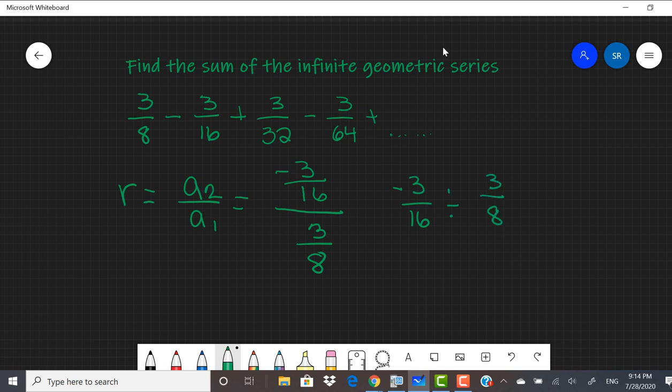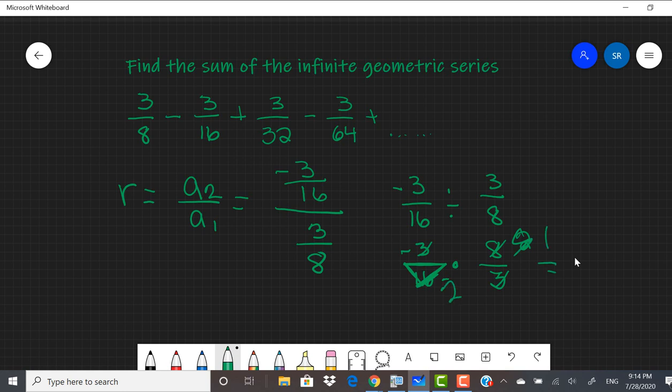Then we just keep the first term, change division to multiplication, and flip the second fraction. And then here we can just reduce this.